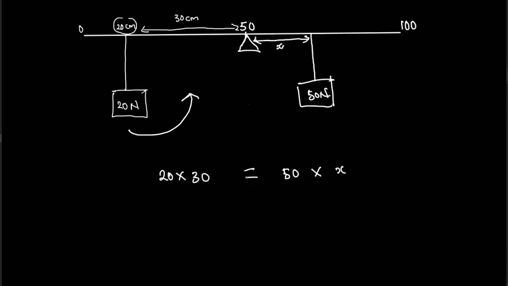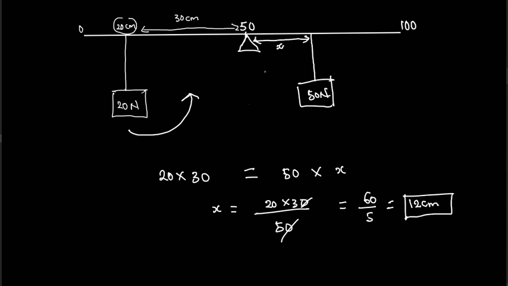Therefore, let's just make x the subject of the formula. Divide both sides by 50. You get this, and then we are left with 60 over 5. So we have what? 12 cm. Therefore, the weight 50 Newton must be kept at a distance 12 cm from the fulcrum. Do you understand that concept?